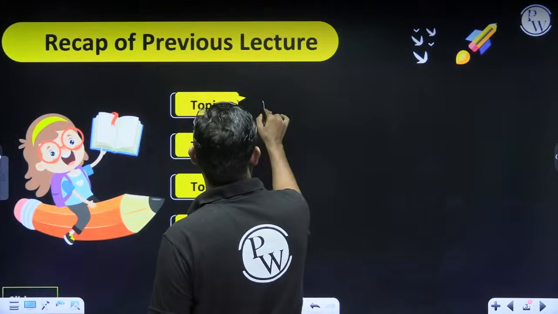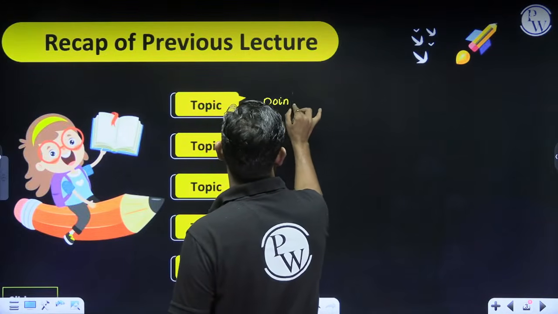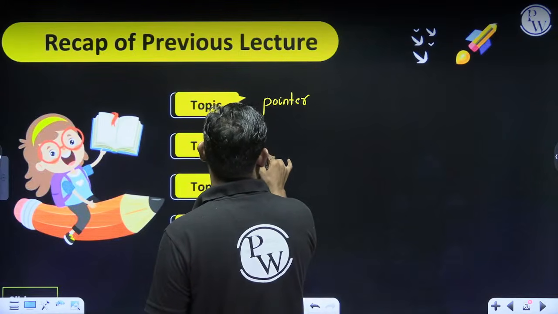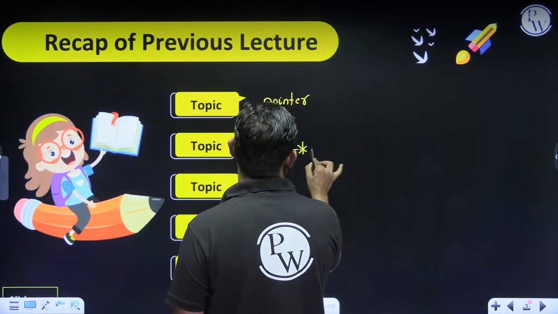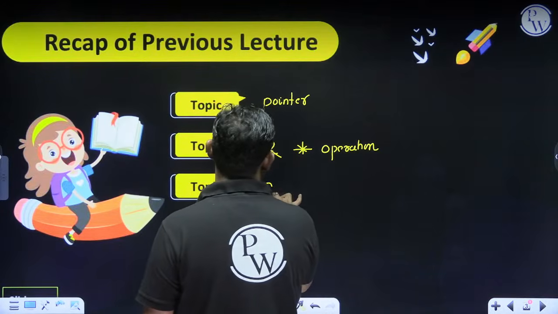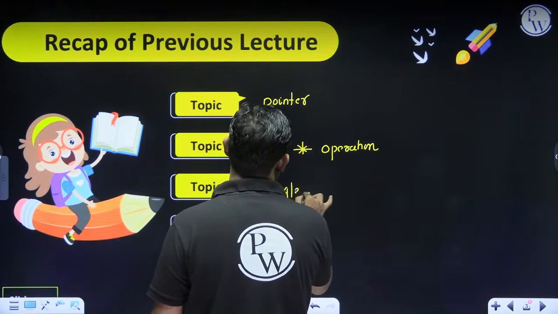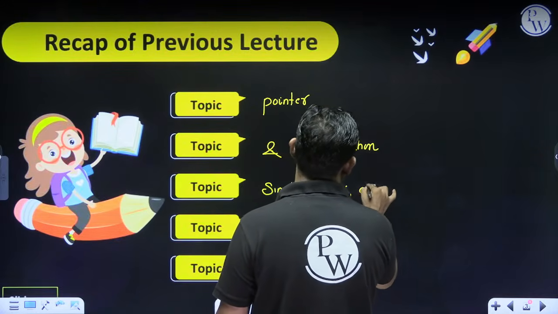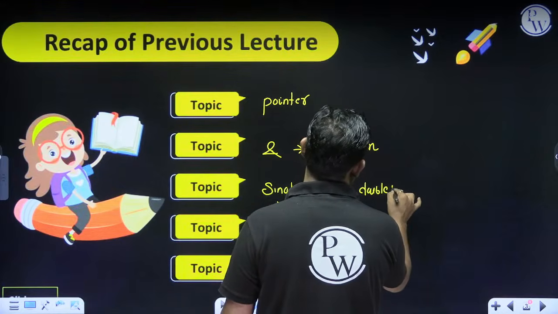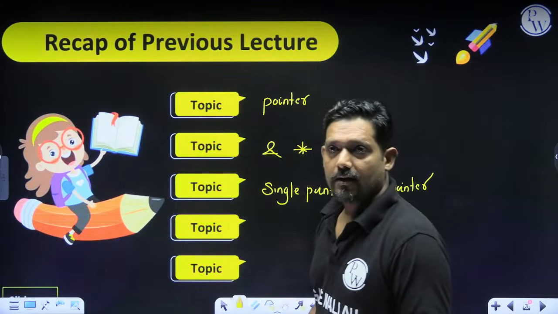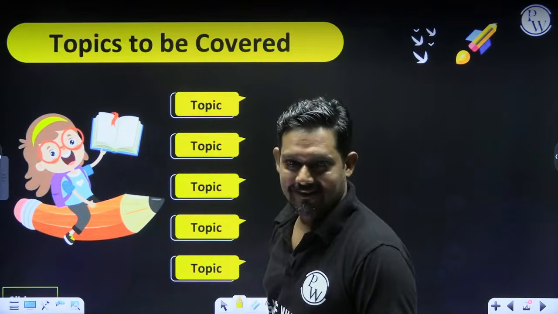We have a pointer, and we have seen the ampersand and dereference operator. How does it work? We have seen single pointer, double pointer, and multiple pointers.